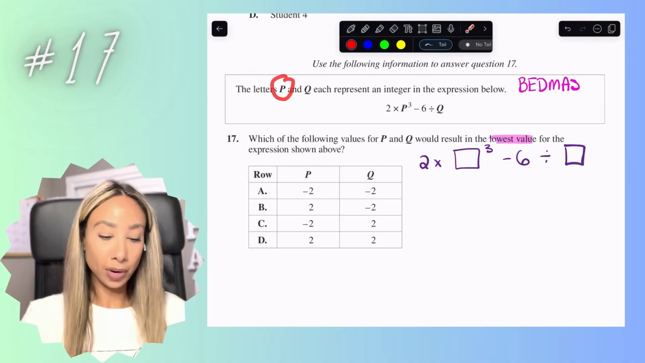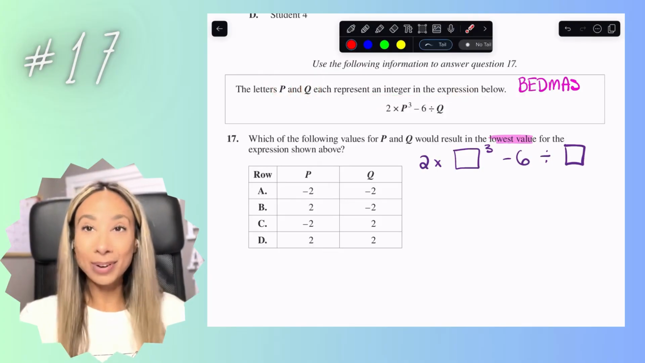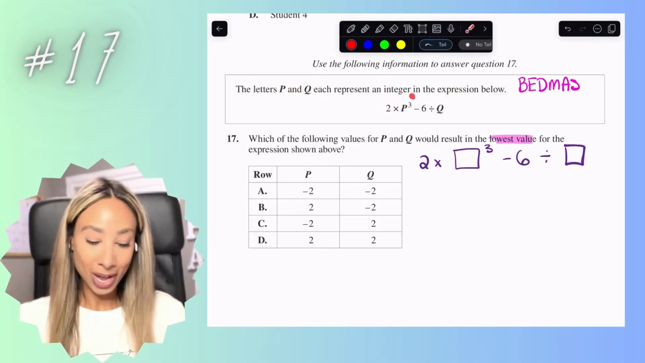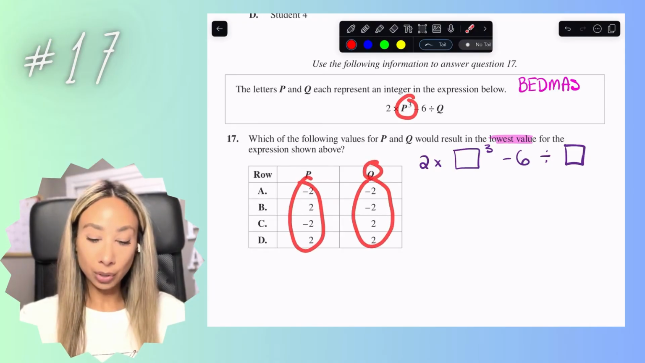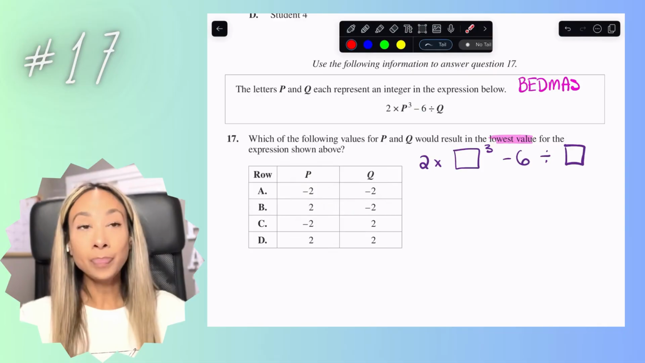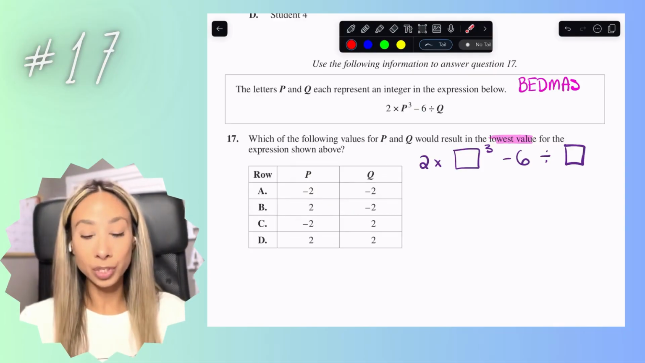Second thing is, with our question, what they did is they gave us 2 letters here, and they said this represents the integer, this is represented in the integers below. So we know that P could be any of these numbers and Q could be any of these numbers. The other thing that's kind of tricky is they're also testing you on how much you remember operations with integers.